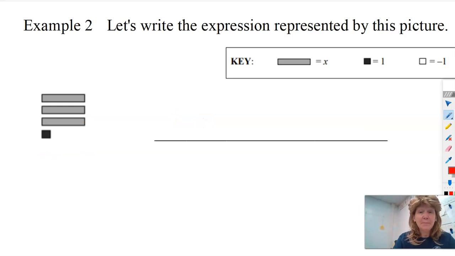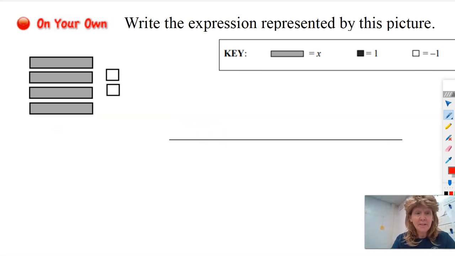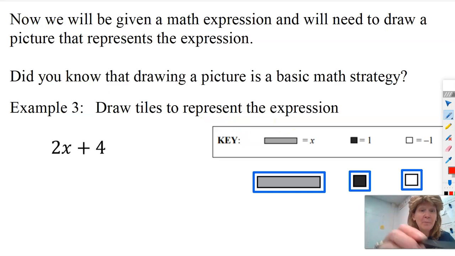All right, let's look at another example. This time I have 1, 2, 3 x's. So I have 3x. And this represents a positive, so it's 3x plus 1. Now I'm going to have you try writing an expression. So here's your OYO. Pause the video, see if you can write the expression using variables, coefficients, and numbers. So there's 1, 2, 3, 4 x's, and then there's a -2.